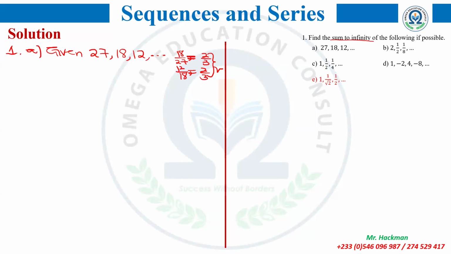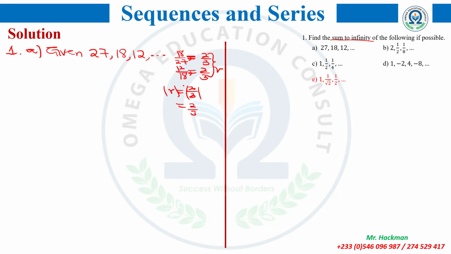However, let's find out whether the sum to infinity will be possible. If the sum to infinity will be possible, then the absolute value of our R, remember our R is equal to 2 over 3. For every positive number, the absolute value will come out as positive. So that will give us 2 over 3. You understand the concept of absolute value.